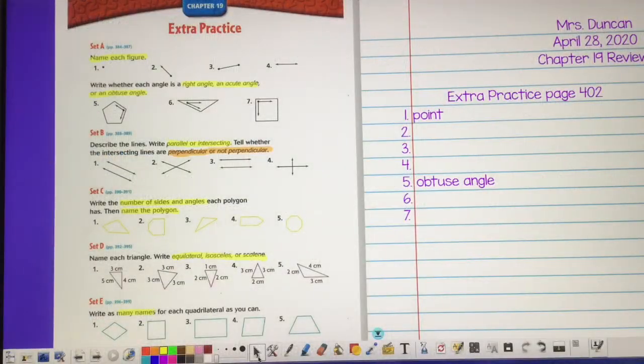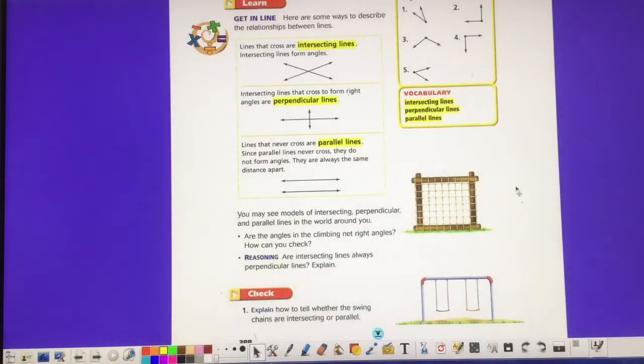Okay, now we're going to go on to set B, which is talking about parallel or intersecting lines. So I'm going to review that by going to page 388. Intersecting lines are lines that cross to form angles. And parallel lines are lines that never cross. They don't form any angles, and they're always the same distance apart.